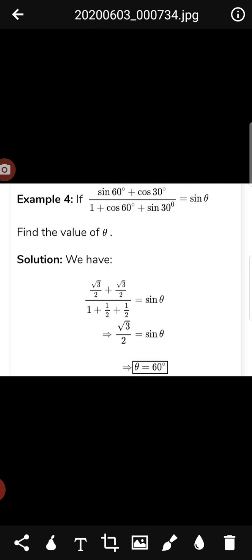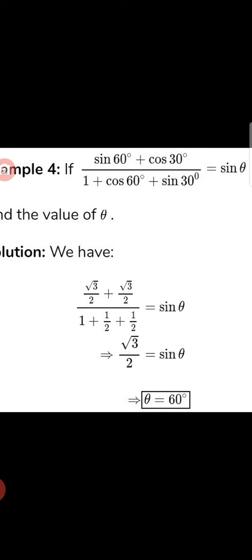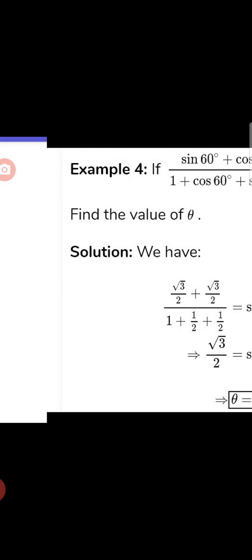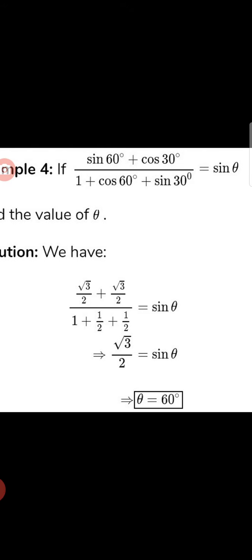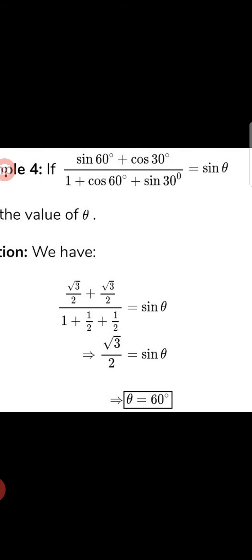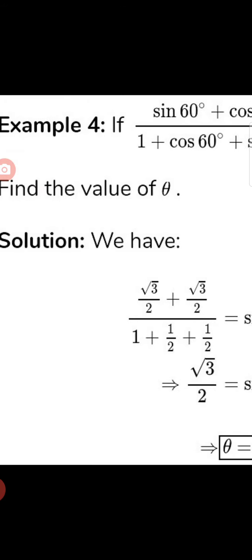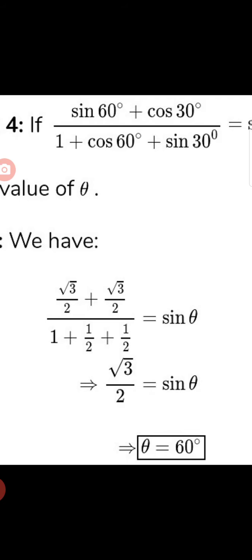See the next example. If sin 30 plus sin 60 plus cos 30 upon 1 plus cos 60 plus sin 30 is equal to sin theta, you have to find the value of theta. This is again the same. First you have to find the LHS. Whatever answer you get, accordingly you will get the value of theta. Put the values of sin 60, cos 30, cos 60, sin 30. Now you can use the table, but after practicing you have to remember these values on your own. After calculation you get root 3 by 2 is equal to sin theta.